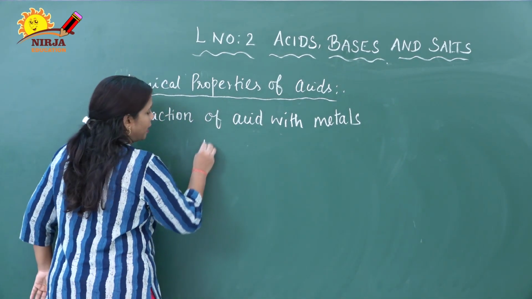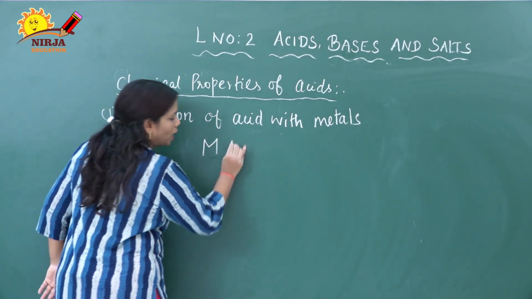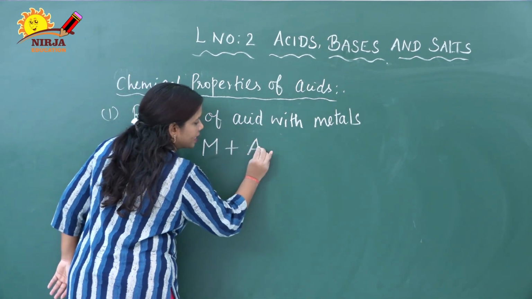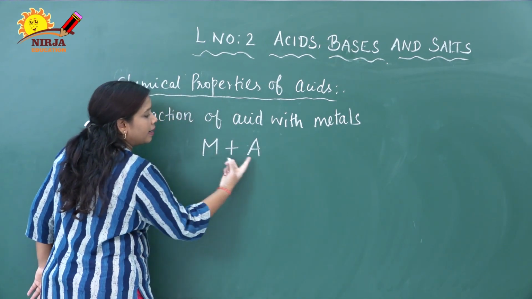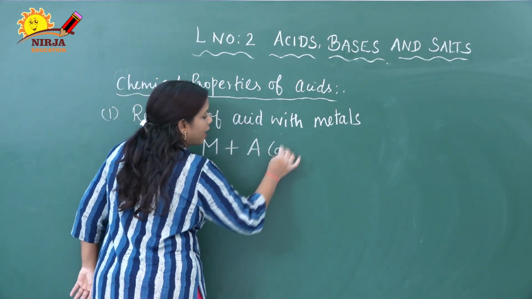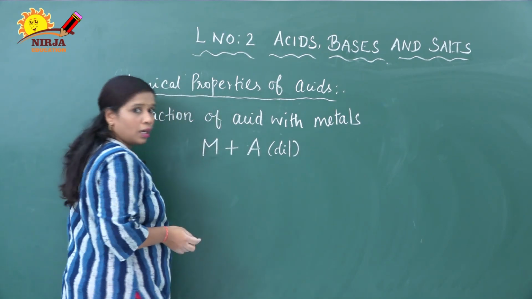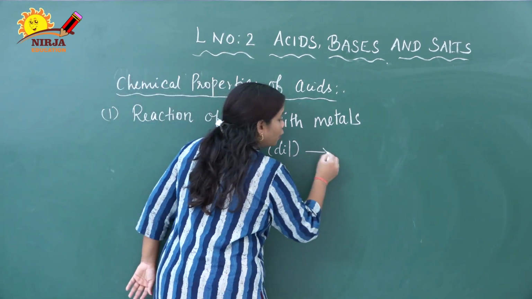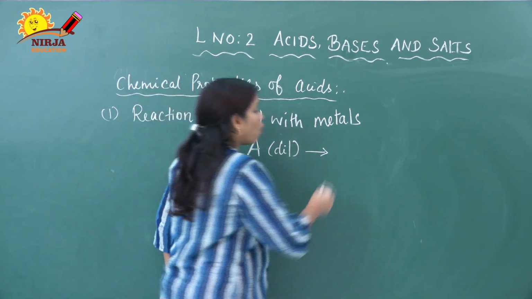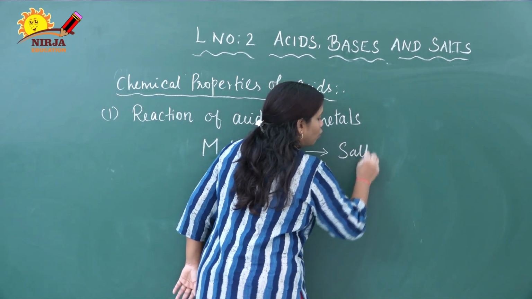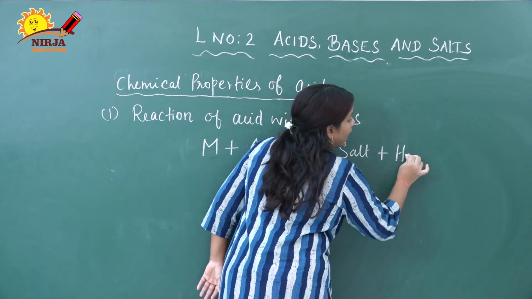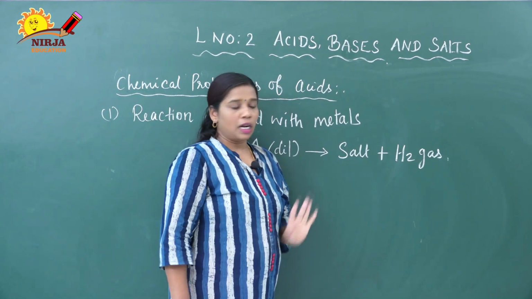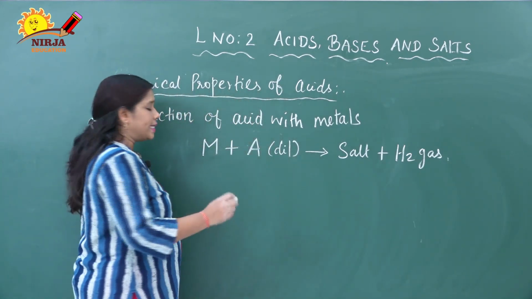Here, when the metal, M for metal, reacts with acid, A for acid, here the acid character is dilute. When it reacts, it produces two byproducts, one is the salt of that particular metal, another one is hydrogen gas. Now we are going to solve the examples.